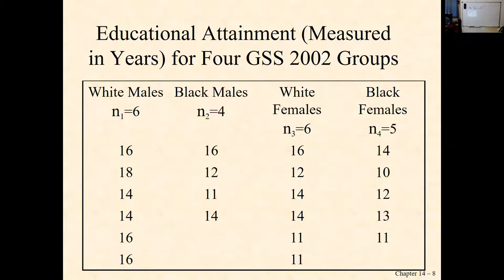When somebody gets the mean for white males, let me know. It's 15.66. Right, and we're going to round it up to 15.67. Now let's go ahead and find the overall mean of all these groups.